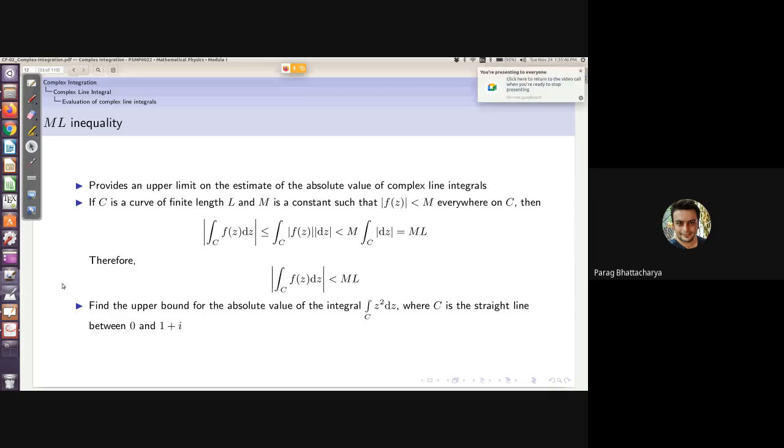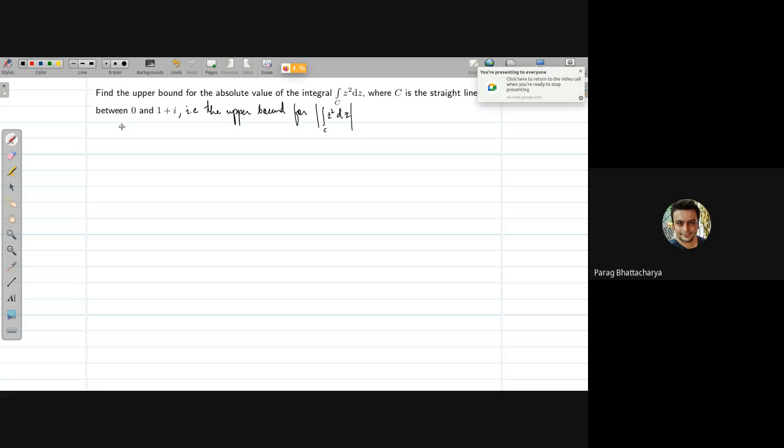So let's head back to where we had. This was the problem. We have to find the upper bound of the absolute value of the integral, this one, and C is a straight line between 0 and 1 plus i. So this is what we are supposed to do.